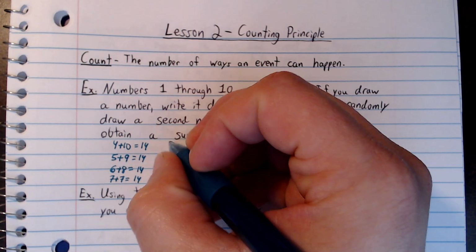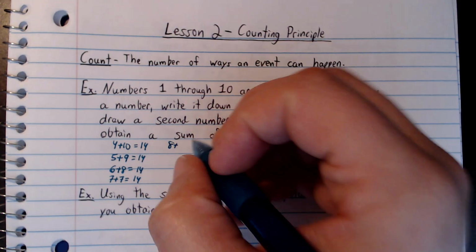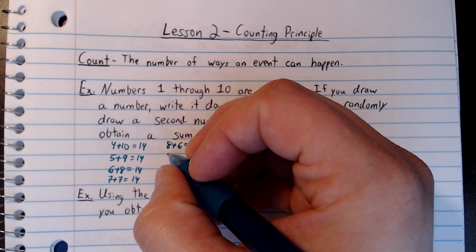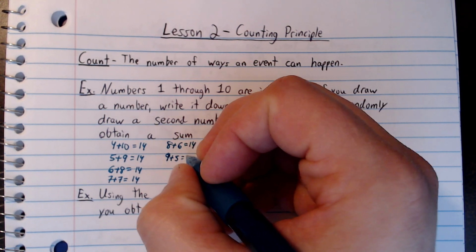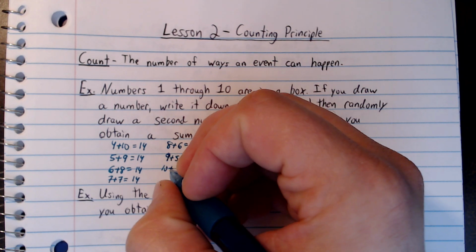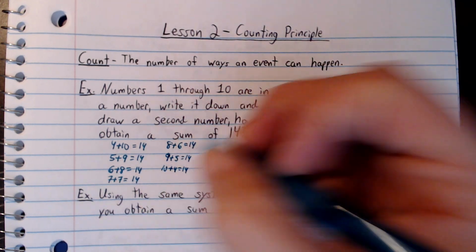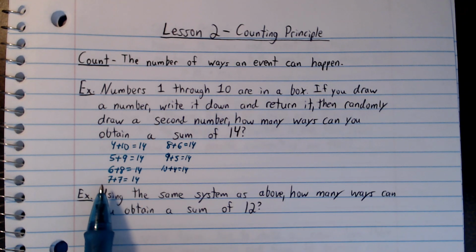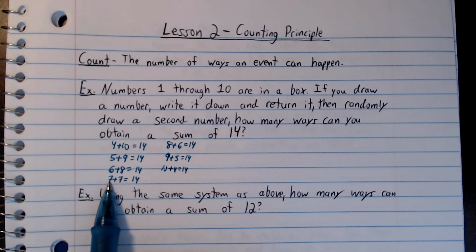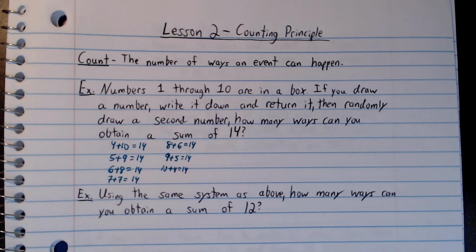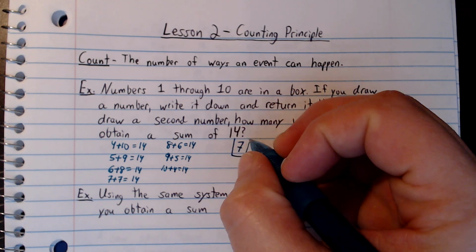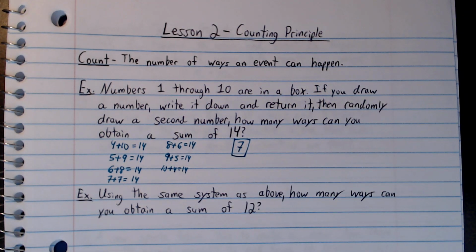If I pull out an 8 on my first pull, I would have to pull out a 6. If I pull out a 9, I would have to pull out a 5. And if I pulled out a 10, then I'd have to pull out a 4. So this is my first pull, this is my second pull. I'm not repeating these because this was the first number regardless of which time I pulled it. So I have a total of 7 different ways to obtain a sum of 14.